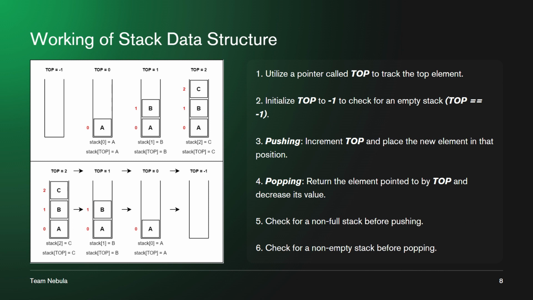When pushing an element to the stack, we increase the value of the top and place the new element in the position pointed to by top. When popping an element out, we return the element pointed to by top and reduce its value. Before pushing, we check if the stack is already full. And before popping, we check if the stack is already empty.